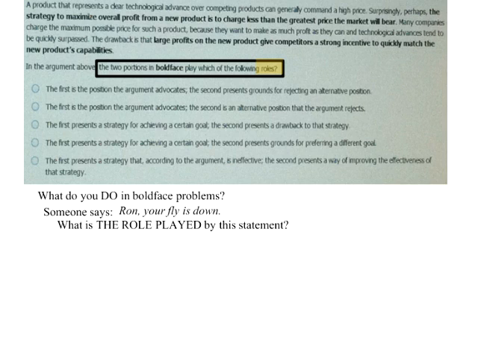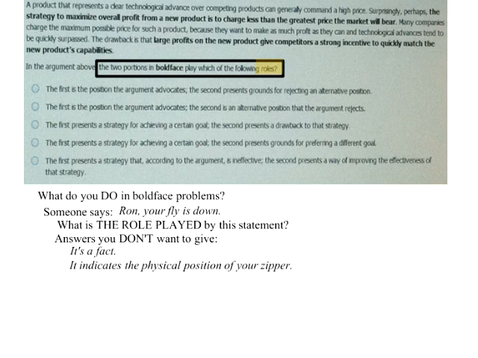So, answers you don't want to give here. I'm assuming you guys know, your fly is down, and you're supposed to zip the thing up, right? So what you don't really want to give here, KT is coming a little bit closer to the mark here. You don't want to give, oh, it's a fact. You definitely don't want to give it indicates the physical position of your zipper. You don't want anything like that. And it's also not a conclusion because you're not trying to prove it, or that's not the point of your argument.